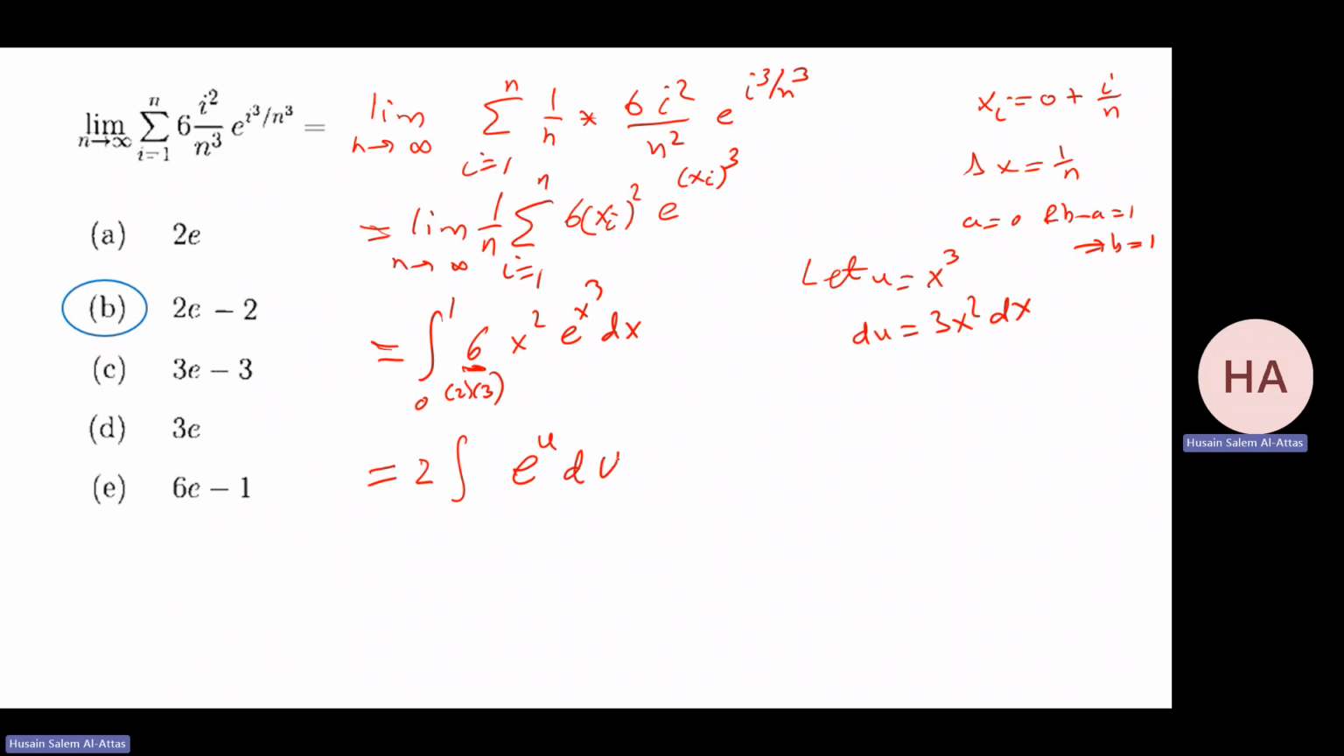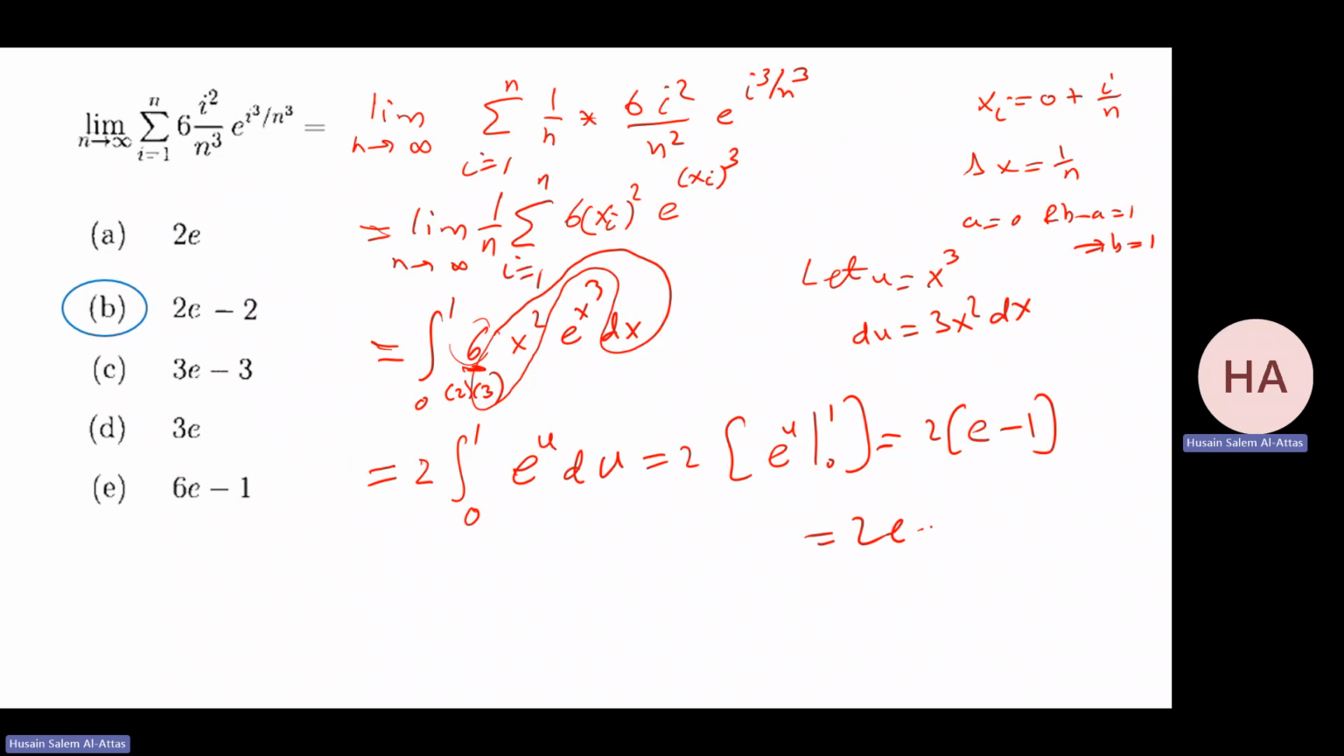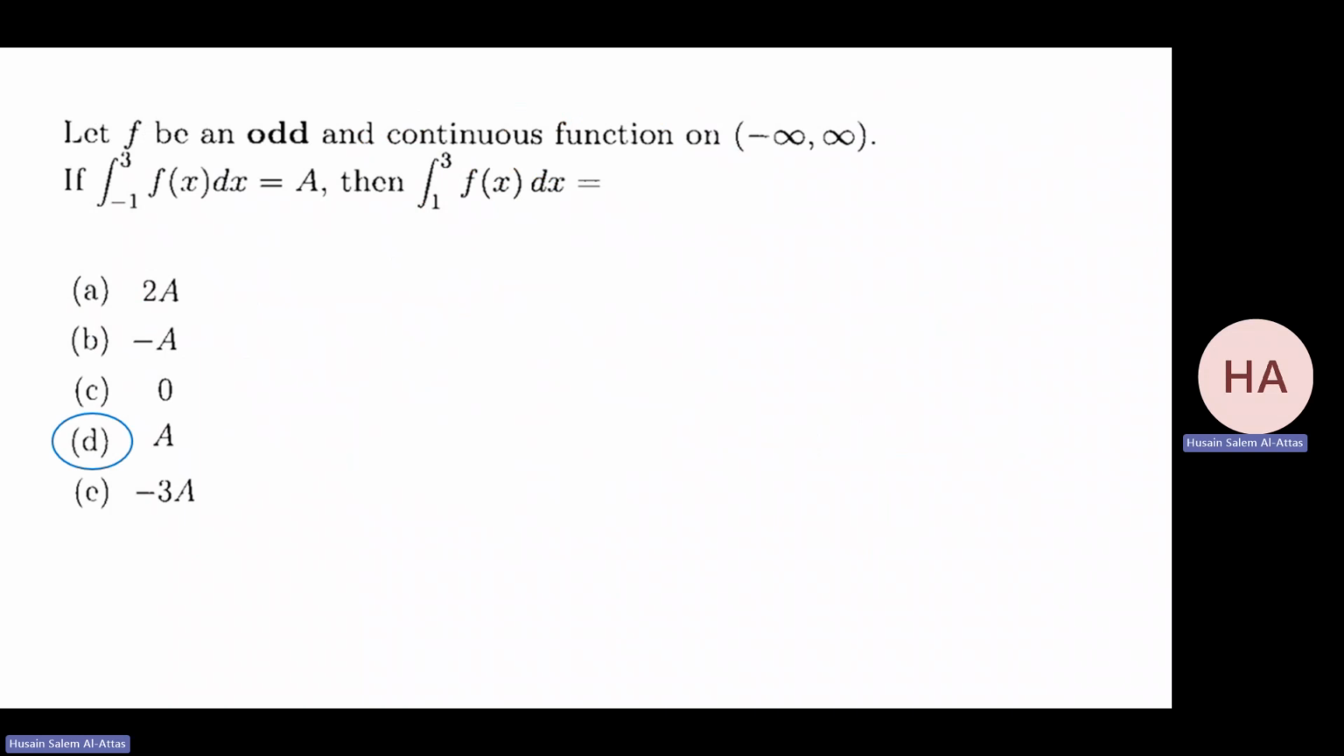e to the u du. 3x squared is my du. And the 2 I take outside. This is the 6, so I've dealt with the 6. So I have e to the u du. Hopefully it's clear. And now 0 will be 0, 1 will be 1. So that will be 2 e to the power u from 0 to 1, which is 2 times e minus 1, which is 2e minus 2. Hopefully it's clear here, it's a kind of substitution.